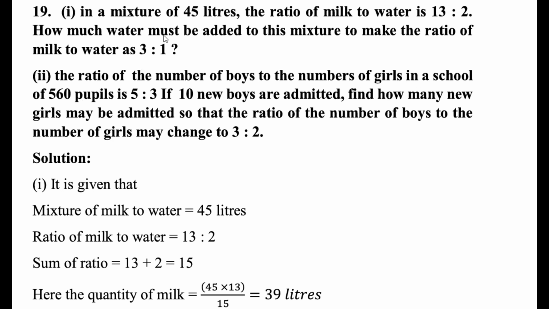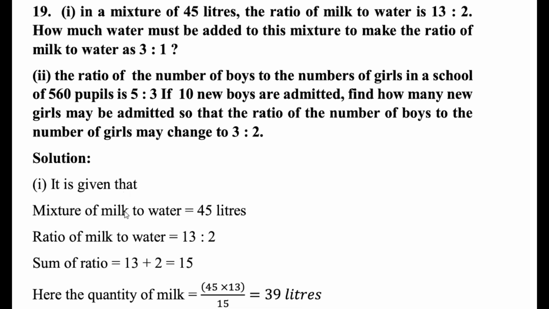In a mixture of 45 liters, the ratio of milk to water is 13 is to 2. How much water must be added to this mixture to make the ratio of milk to water as 3 is to 1? So how to solve this problem? This is a very common type of problem, and in each and every exam these types of problems are coming.